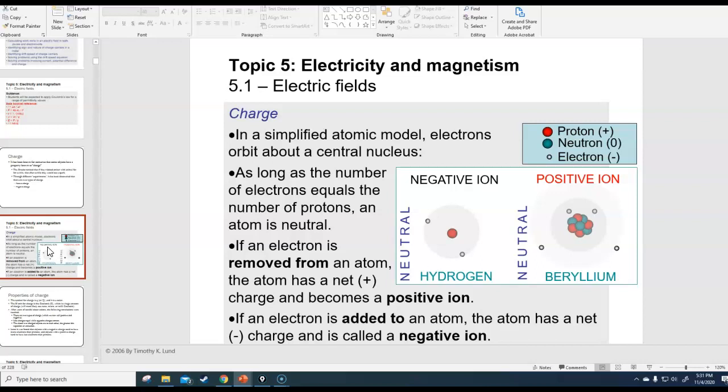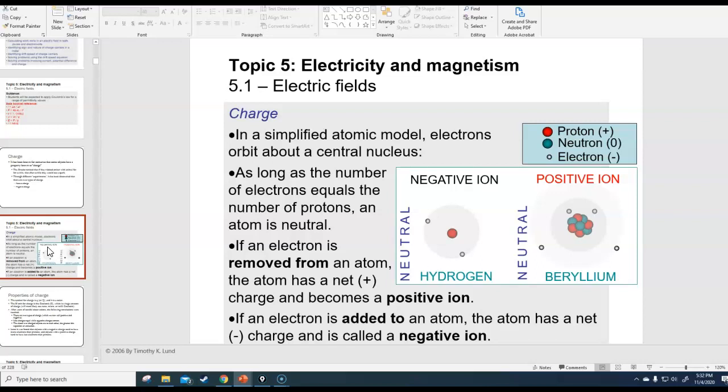So if you have an atom that has an equal amount of protons and electrons, we would say that atom is neutral, because a proton has a positive charge and an electron has a negative charge. And so if you take an electron off of a neutral atom, it would become a positive ion, which would be called a cation. And so that atom would be positively charged. And if you add an extra electron to an atom, you get what's called an anion, which is a negative ion, or a negatively charged particle.